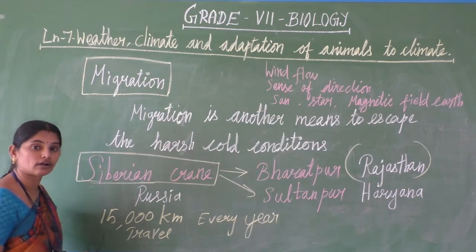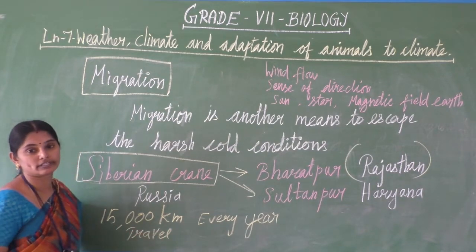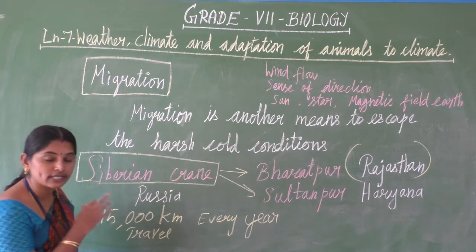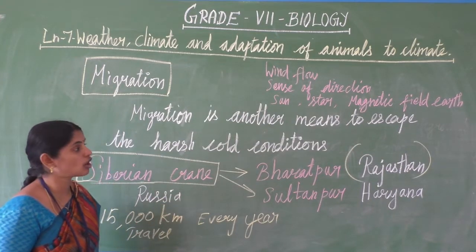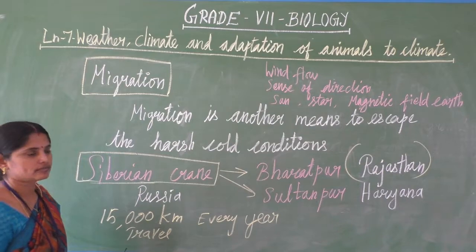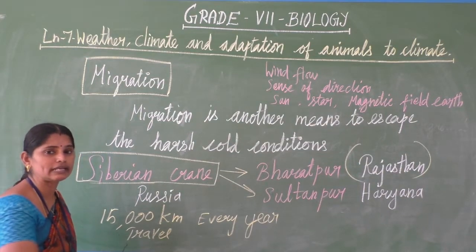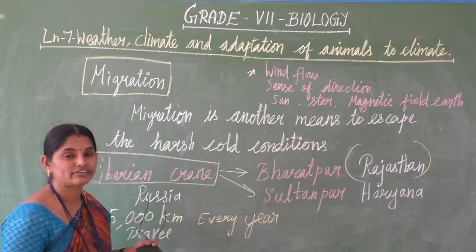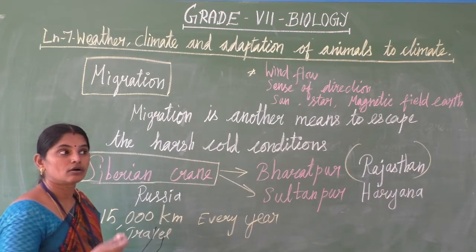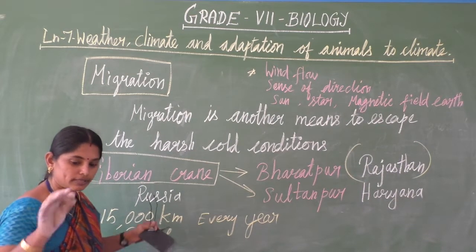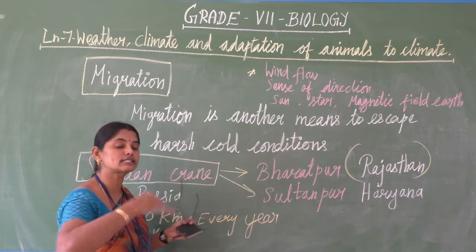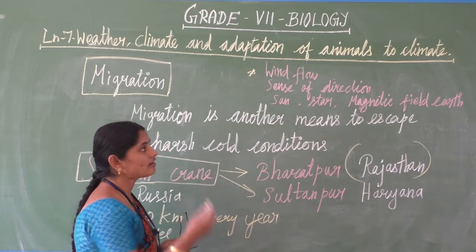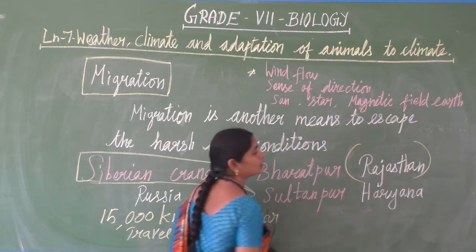See how long it will travel. See, 15,000 kilometers. If you calculate the distance, it is 15,000 kilometers. Every year it's coming like that. Okay, in order to escape from the severe cold. Then how is it possible for that bird to fly like this? The wind flow helps the bird to fly very comfortably. Then while flying, heat may be generated. When it keeps flapping like this, heat comes. But it is controlled because of the wind flow. And it has a sense of direction. The animal has a sense of direction.